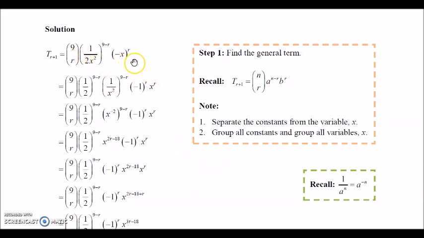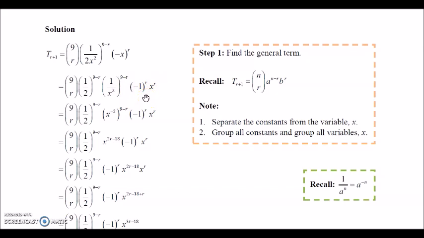Now upon substituting, I'll need to remind myself that I need to separate the constants from the variable. So let's look at this term over here, 1 divided by 2x squared. If I separate the constant from the variable, I can see it as half times 1 divided by x squared. Which is why I have half to the power of 9 minus r, 1 divided by x squared to the power of 9 minus r. Then for this part here, negative x, I can split it up as negative 1 times x. So I'll have negative 1 powered to r, x to the power of r. Now take note that you need to bracket out your negative 1.